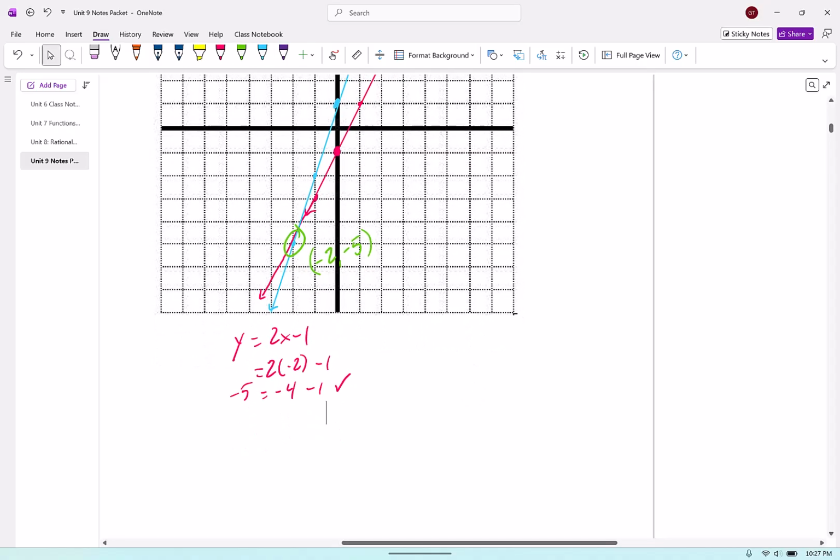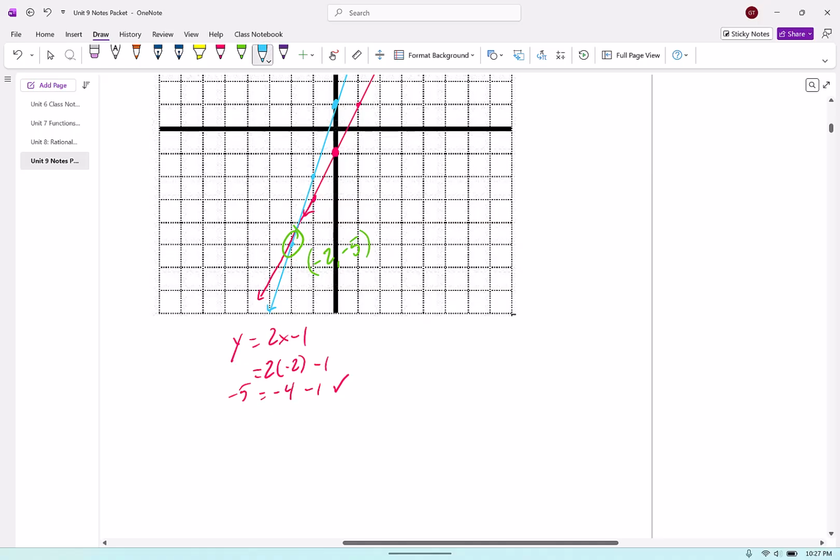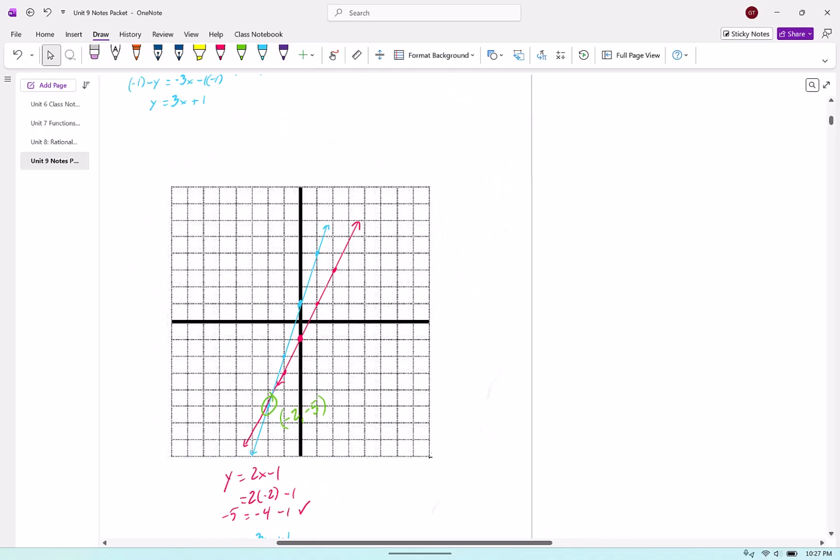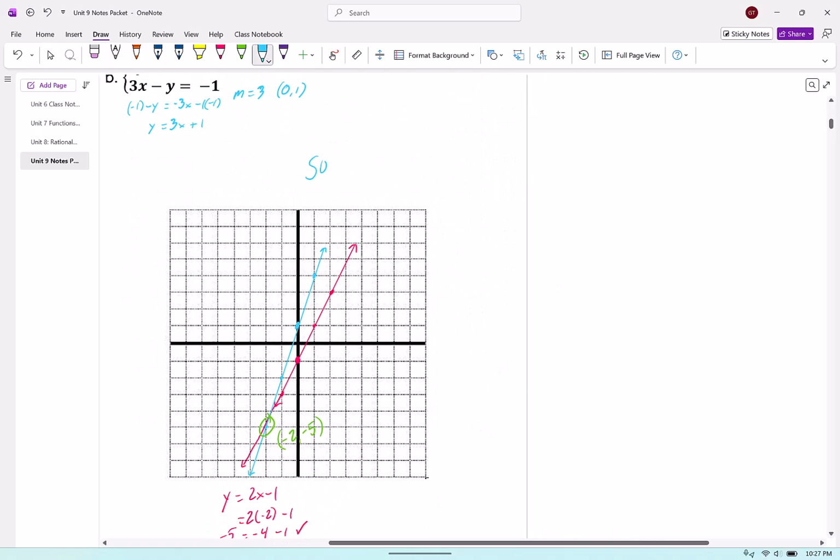All right, if I use my other equation, y equals 3x plus 1, plug in 3 times -2 plus 1, that's -6 plus 1. Does that equal -5? Sure does. Check. All right, so my solution is -2, -5.